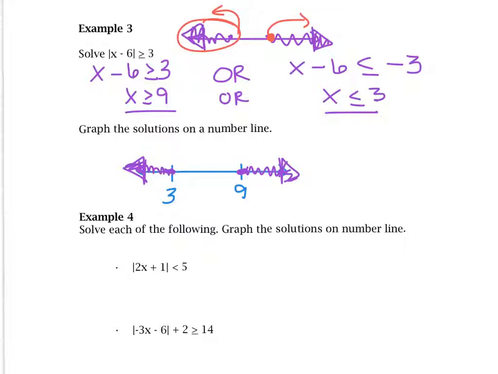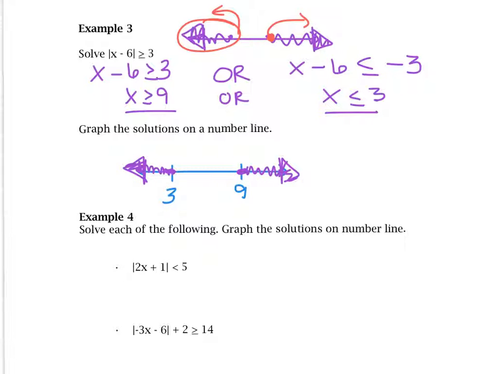And I could pick any number on either one of those arrows and plug it in, and it would give me a value that is at least 3 spaces away from 0. So again, that's what you're really trying to find here, is give me numbers where if I subtract 6 from the number, I'm going to land somewhere that's at least 3 spaces away from 0. Okay, and anything on either one of these arrows would work.